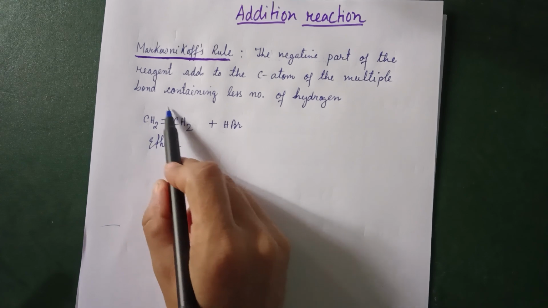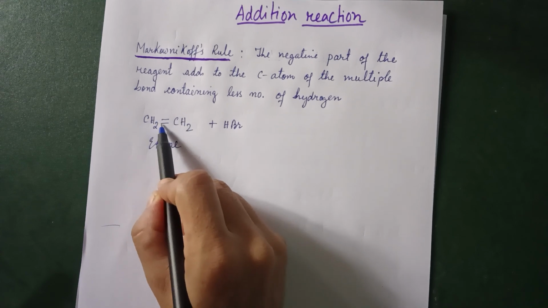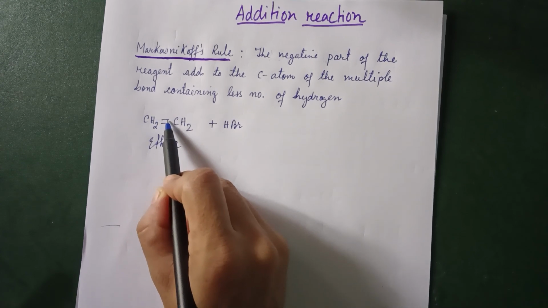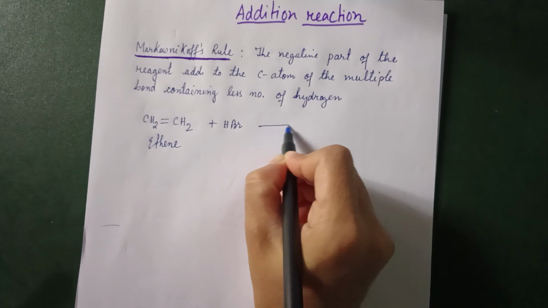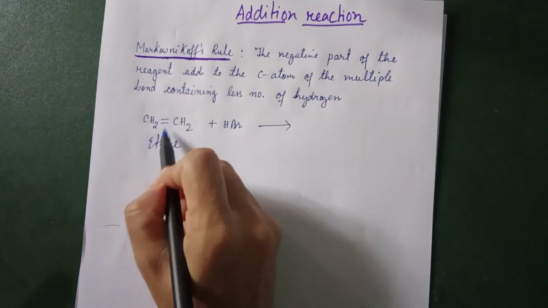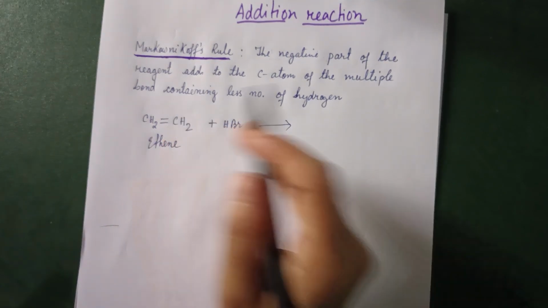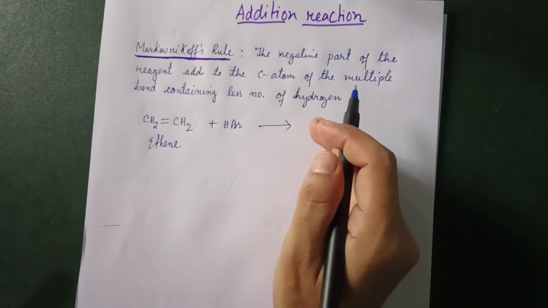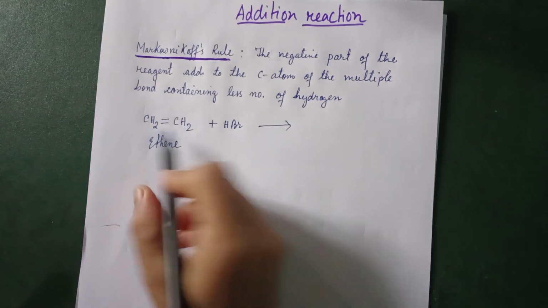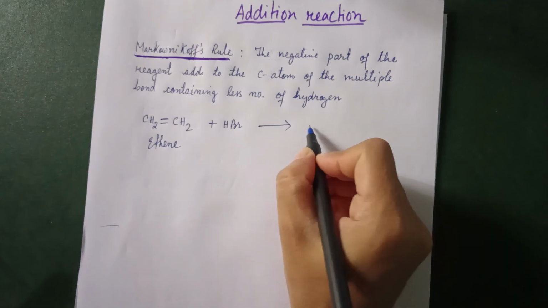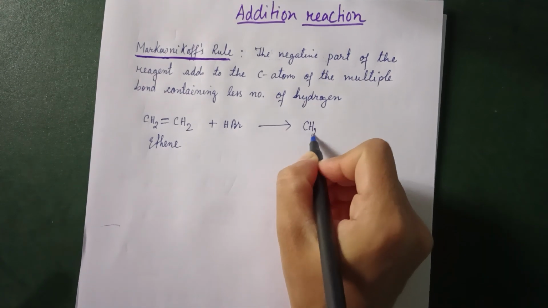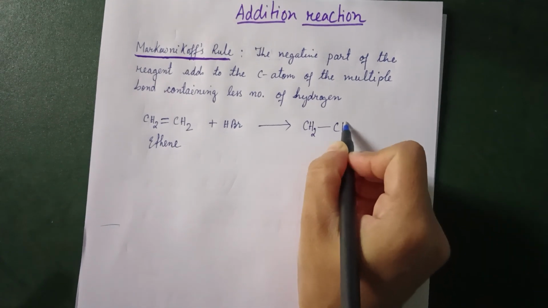Now see, here there is a multiple bond, that is 1 sigma bond and 1 pi bond. And this pi bond is a weak bond and it can break easily. So whenever there is a multiple bond, there is always a chance of undergoing addition reactions. Always remember that whenever there is a multiple bond, in the product side change it into a single bond. So the multiple bond has changed into a single bond.